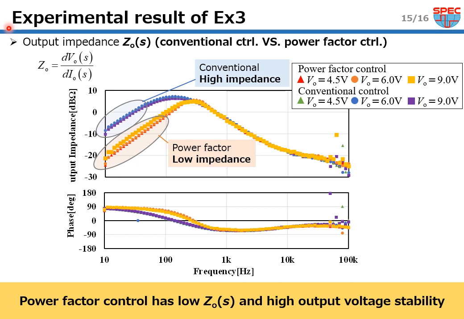Now, the final experiment. Here is the experimental result comparing output impedance. The power factor control is shown in warm colors and the conventional control in cold colors. In this low frequency area, the power factor control has a lower impedance than the conventional control. Therefore, it can be confirmed that the power factor control has high output voltage stability.